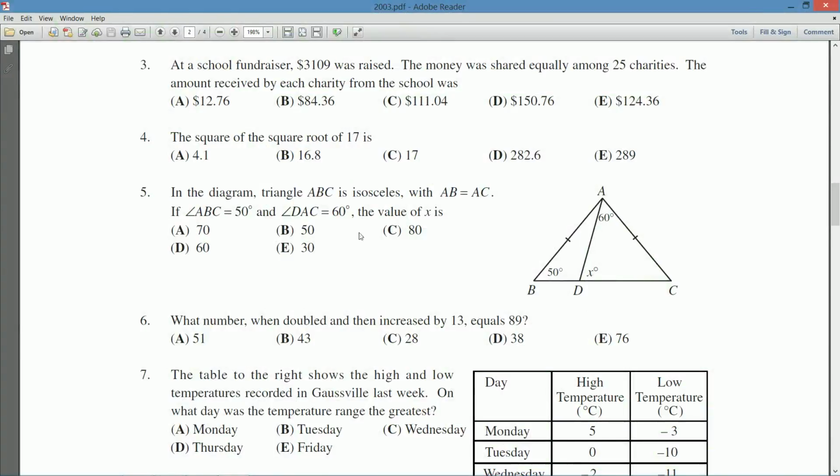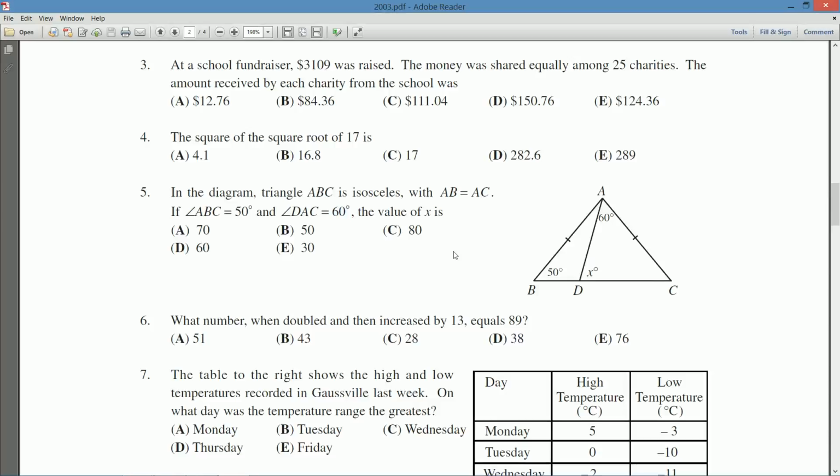If angle ABC is equal to 50 degrees, and angle DAC is 60 degrees, the value of x, this angle right here, is... Good question. Let's see what we can see.